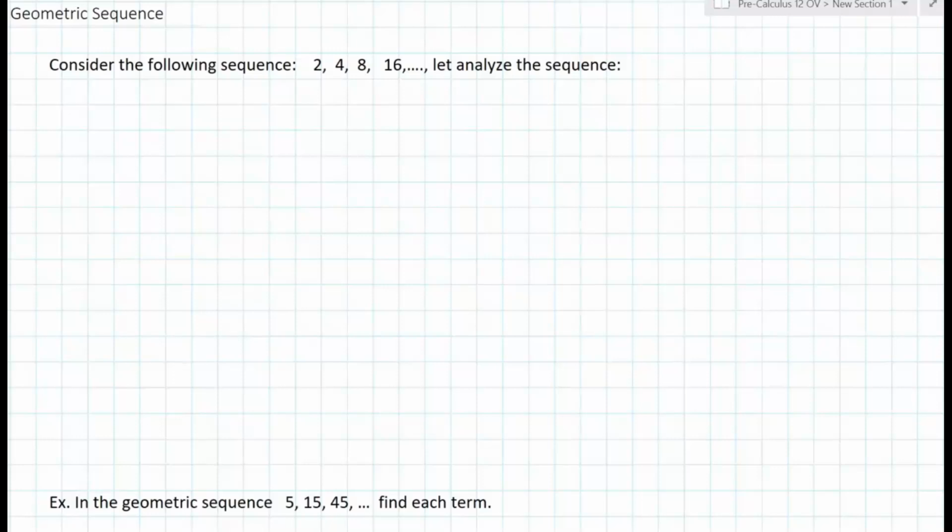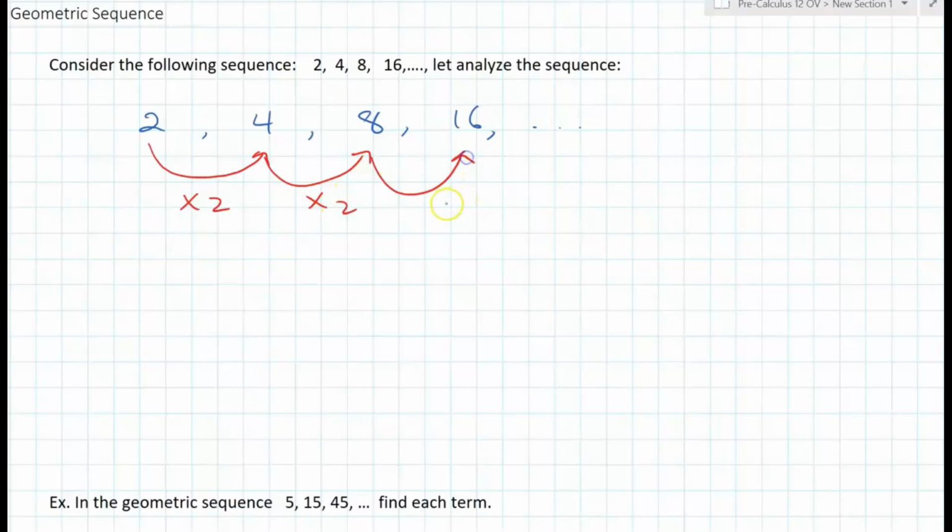Alright, hello to a new section again, geometric sequence. Let's consider the sequence that we have right here, 2, 4, 8. Let's analyze this sequence. Now, if I rewrite 2, 4, 8, 16, and then let's say it continues forever, let's look at the pattern. First of all, we notice that to get to any succeeding term, we have to multiply the previous term by 2. So we just keep doing that, and sure enough, we'll get each succeeding term.